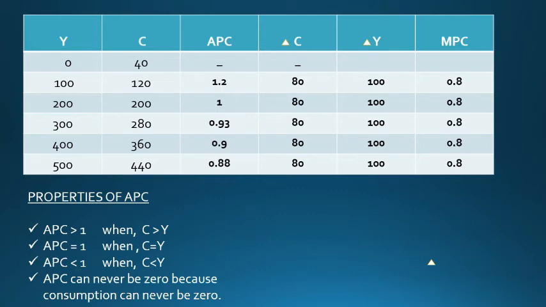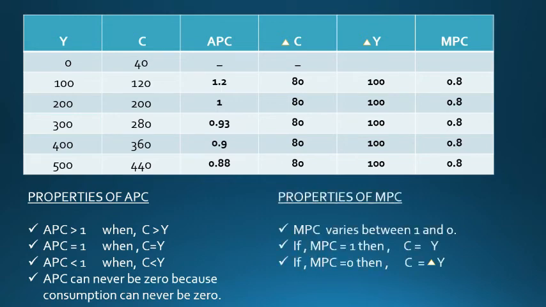To confine the property of MPC, we simply say that either the value will be 1 or 0, or it will vary between 1 and 0. So, if MPC is 1, it means that the change in consumption is exactly equal to the change in income. But if MPC is 0, then it means that the change in consumption is not equal to the change in income.